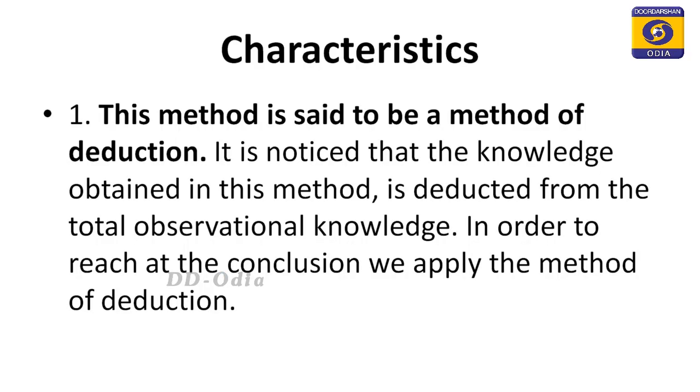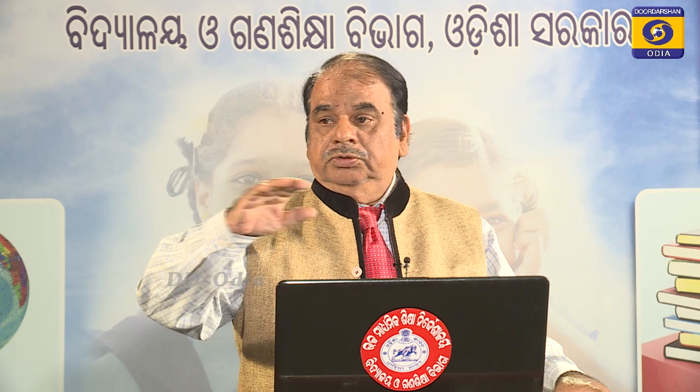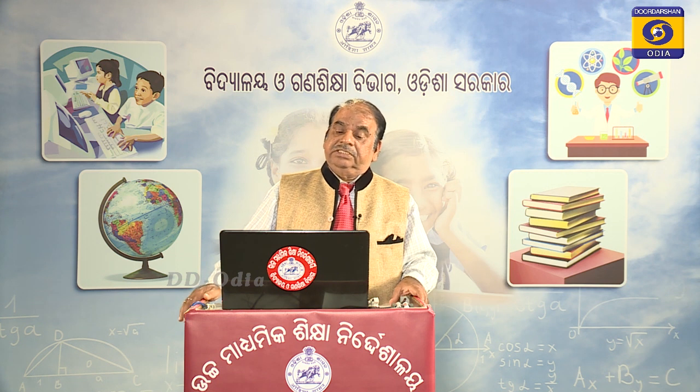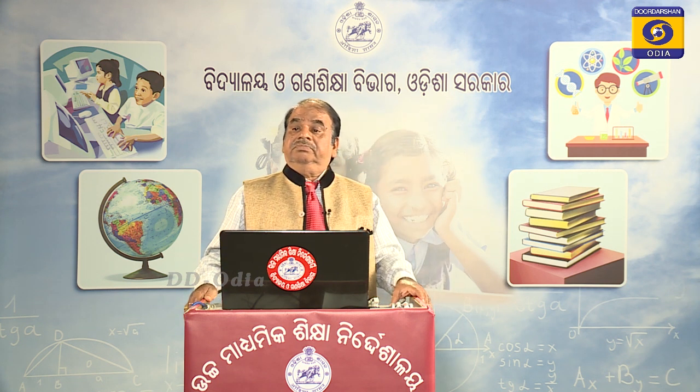So, coming to the characteristics of this method, it can be considered as a method of deduction. It is a mathematical way: you deduce, you subtract. It is noticed that the knowledge obtained in this method is deducted from the total observational knowledge. In order to reach the conclusion, we apply the method of deduction. That is why it is known as the method of deduction.